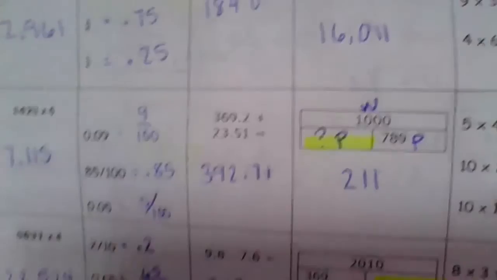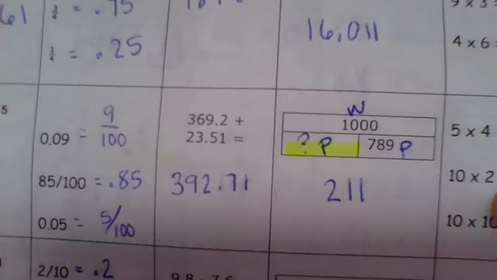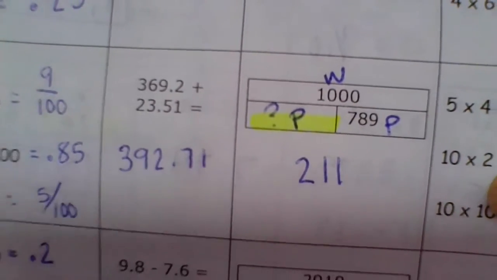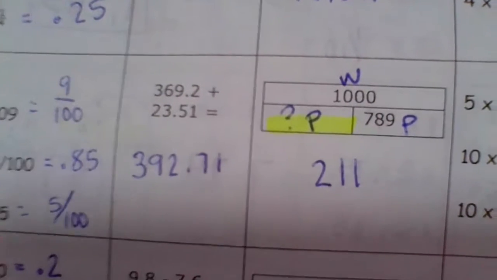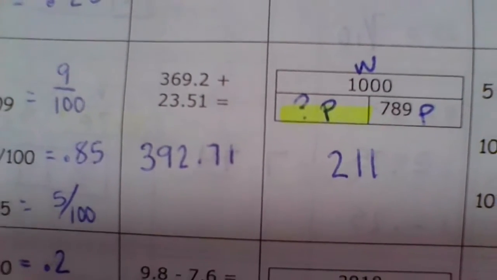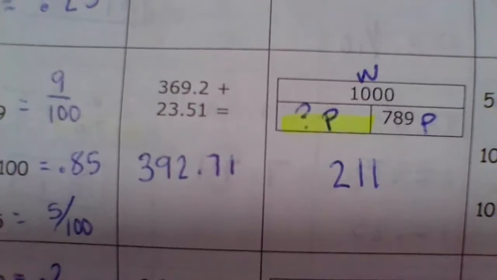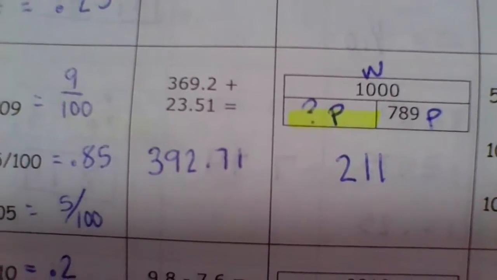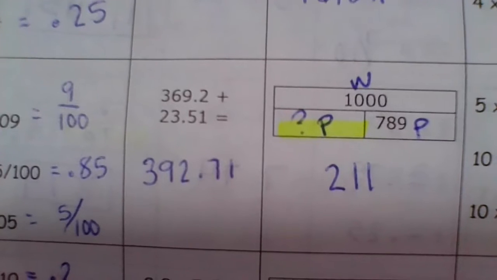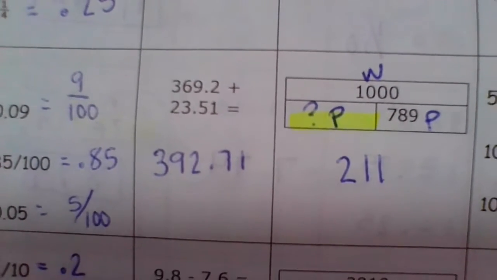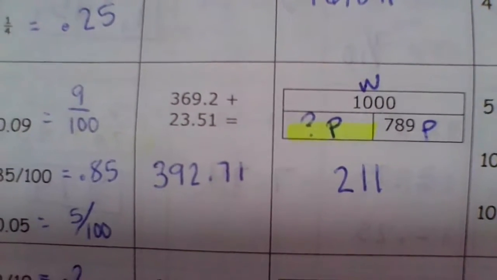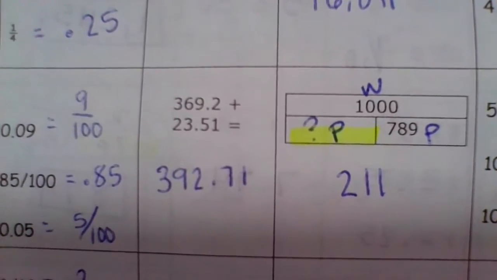All right, now let's move on to the solve and label column with the strip diagram. And we are right here. I labeled my strip diagram with my whole and my part and my missing, my variable, the unknown. So we have the whole and we have one of our parts. So in order to find the other missing part, we need to subtract 1,000 minus 789.